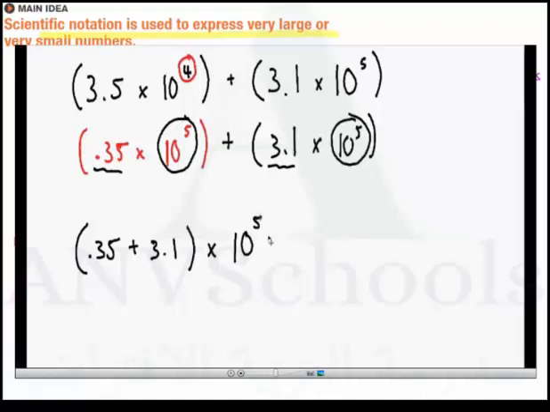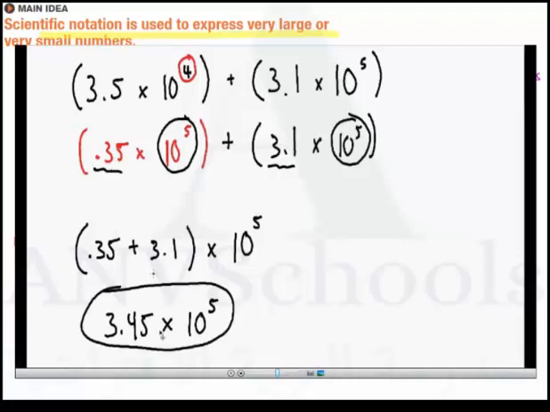And what will be the result? The result will be 3.45 times 10 to the power 5, and that will be our answer. So that is it with addition and subtraction.